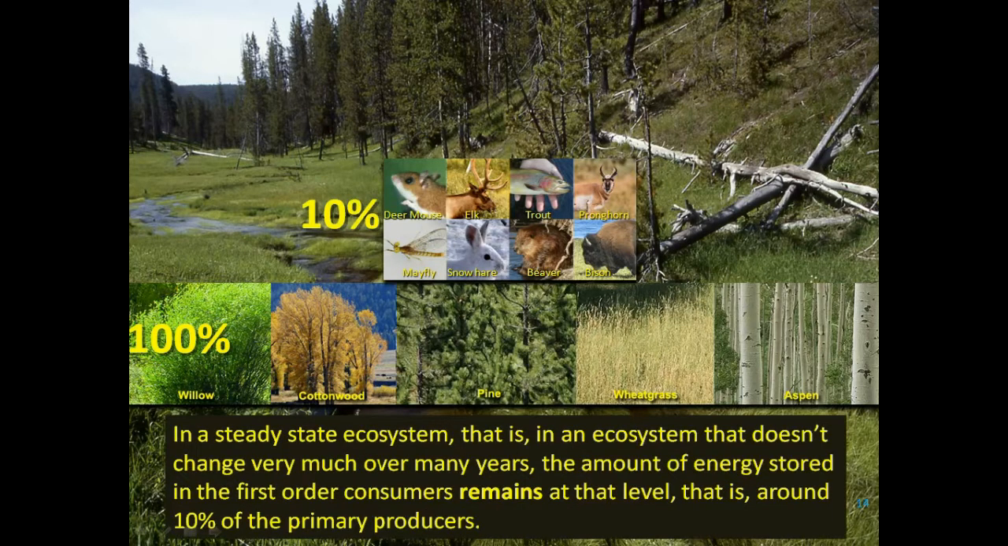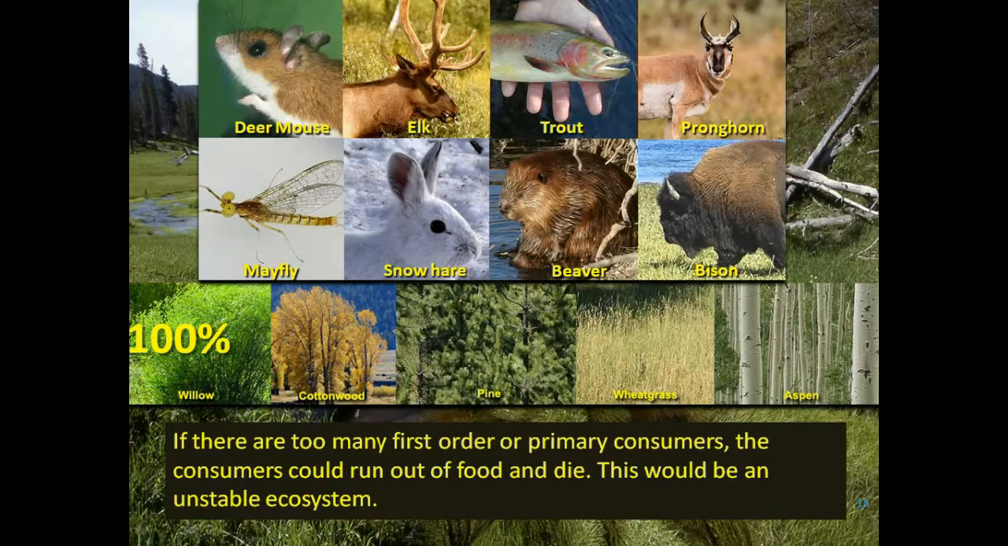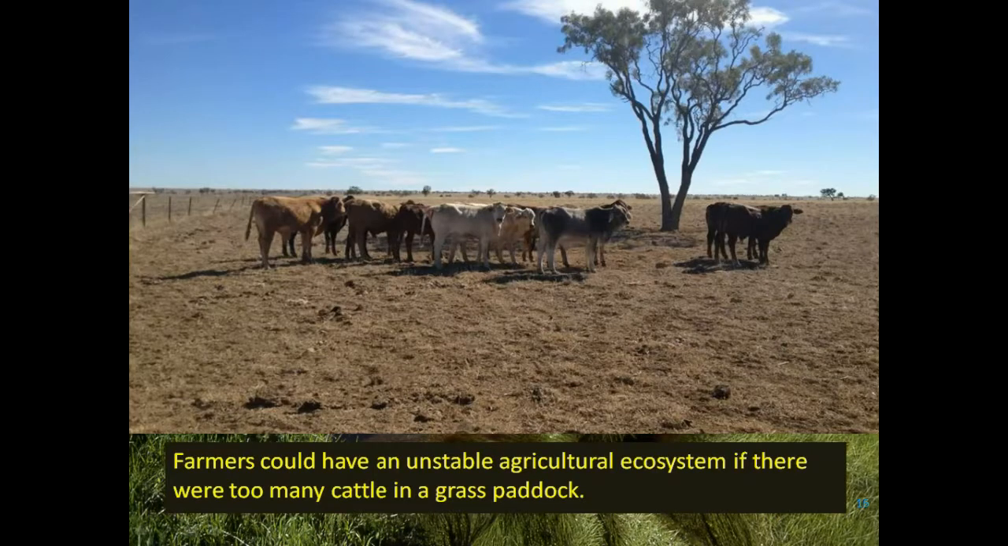In a steady state ecosystem, that is, in an ecosystem that doesn't change very much over many years, the amount of energy stored in the first order consumers remains at that level. That is, around 10% of the primary producers. If there are too many first order or primary consumers, the consumers could run out of food and die. This would be an unstable ecosystem. Farmers could have an unstable agricultural ecosystem if there were too many cattle in a grass paddock.